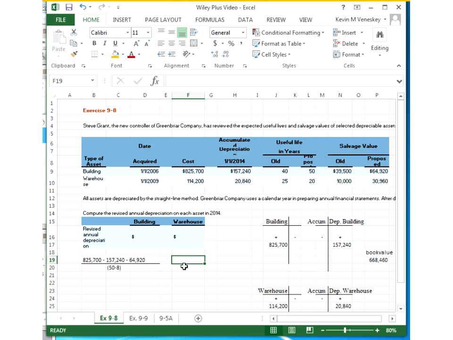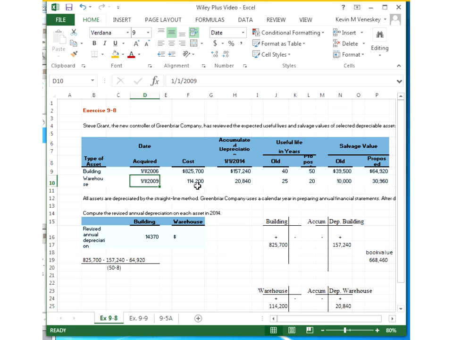So my actual depreciation then is not that hard to actually figure in this case. So on your calculator, you can pull up and you take the $825,700 minus the $157,240, subtracting out the $64,920. And then divide, I get a total of $603,540. Divide that over 42, the useful life of 42 years, and the building is actually going to have a depreciation of $14,370.